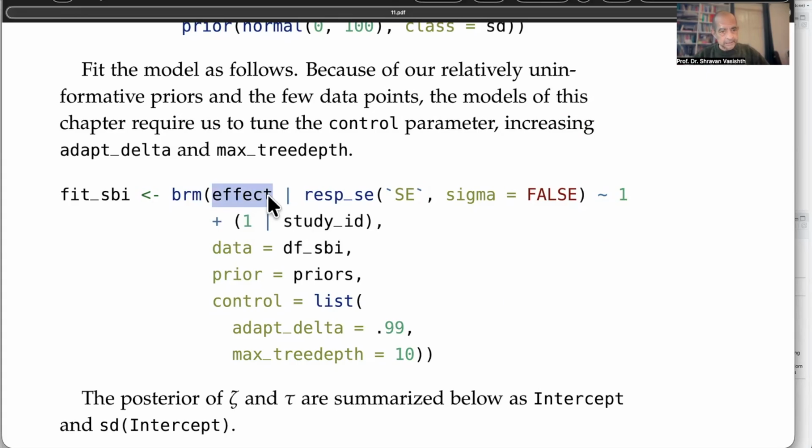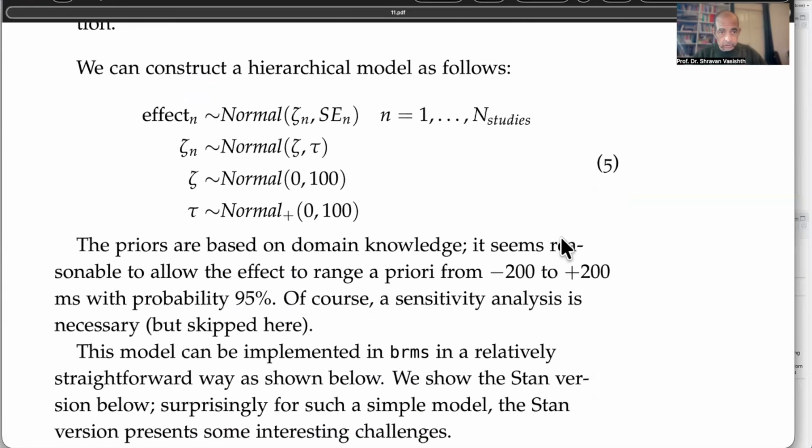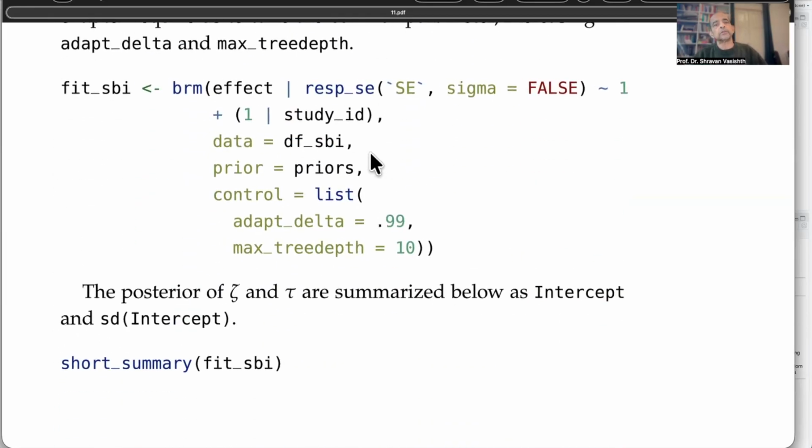So here's the data that goes into the model, the effect estimate and the standard error. So you have to write it like this: response, standard error, and then standard error in single quotes, and then sigma is set to false because there is no sigma parameter anymore in this model. Okay? You can see that here. There is no sigma parameter. We just have between study variability. Okay. And then the priors and then some control parameters to make the model converge.